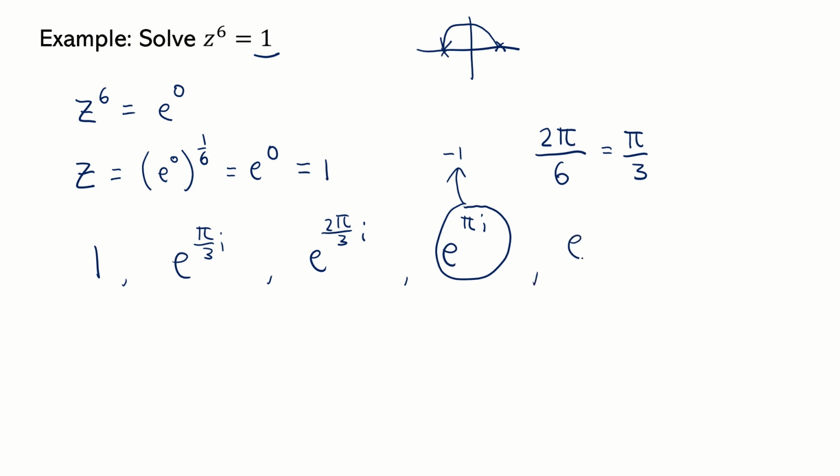And then continuing on, there are 2 more roots we can find. We'd have e to the power of 4 pi over 3 i and e to the power of 5 pi over 3 i. Cool! So those are the roots to this equation. Those are roots of unity in theory.